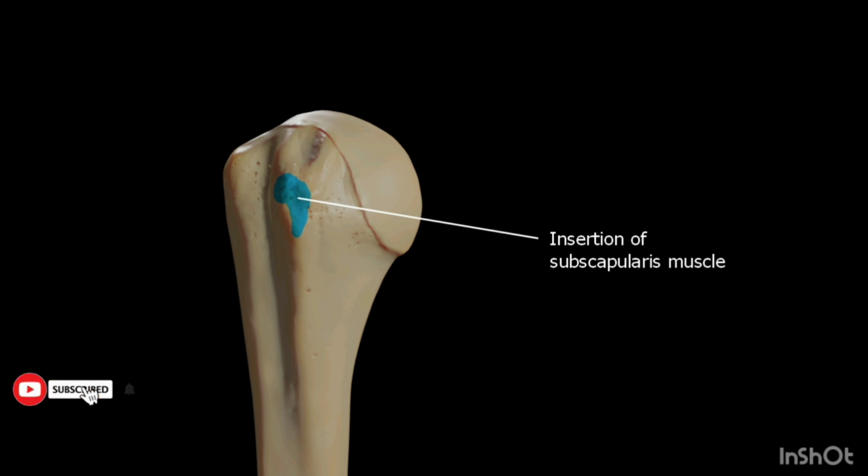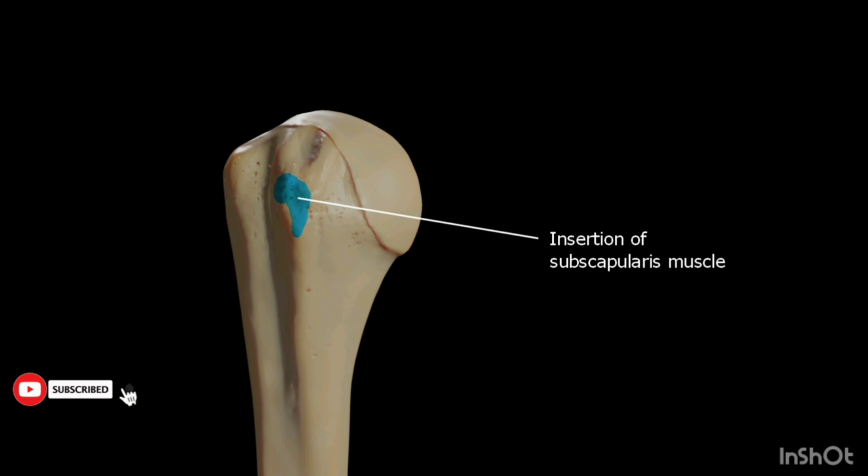The subscapularis is supplied by the upper and lower subscapular nerves. Proper functioning of this muscle is essential for smooth shoulder movements and strength. Clinically, injury or weakness of the subscapularis muscle can lead to difficulty in rotating the arm inward and may cause shoulder instability.